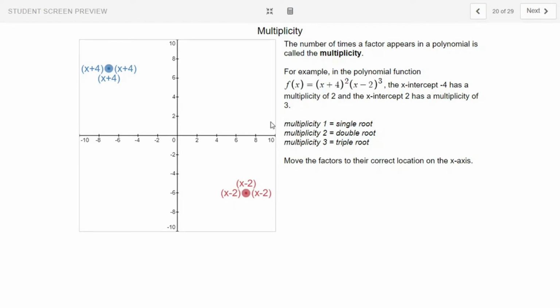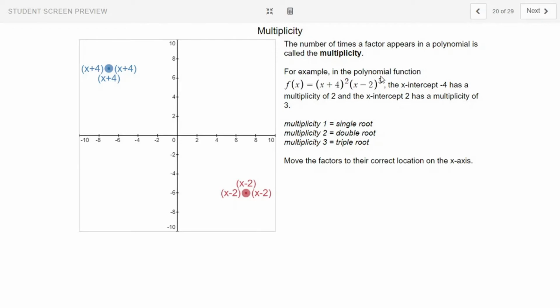All right, guys, so yesterday we were sketching functions, and today we are going to continue sketching polynomial functions, but now I want to introduce you guys to something called multiplicity. And this is the number of times a factor appears in a polynomial. So here's an example of an equation. It says f of x is equal to (x plus 4) squared times (x minus 2) cubed.